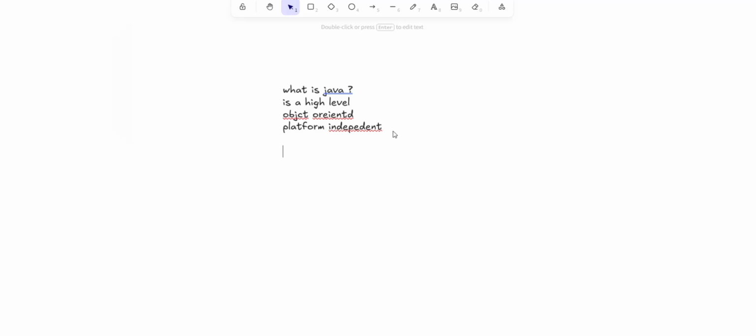Next. Who introduced this Java? So around 1995, James Gosling, who was working in the Sun Microsystems company, introduced this Java in 1995. But later, this Sun Microsystems was acquired by Oracle Corporation. So in 2010, Oracle Corporation owned this Java.